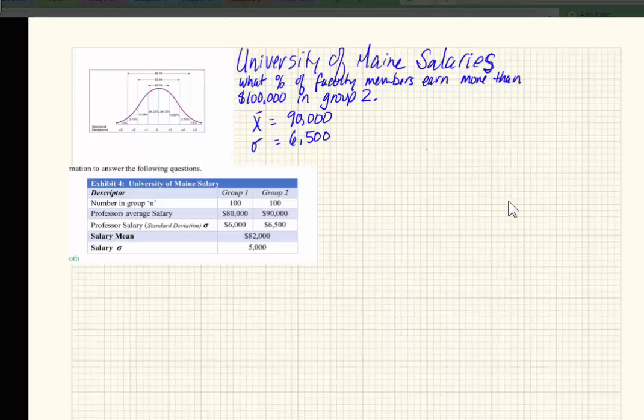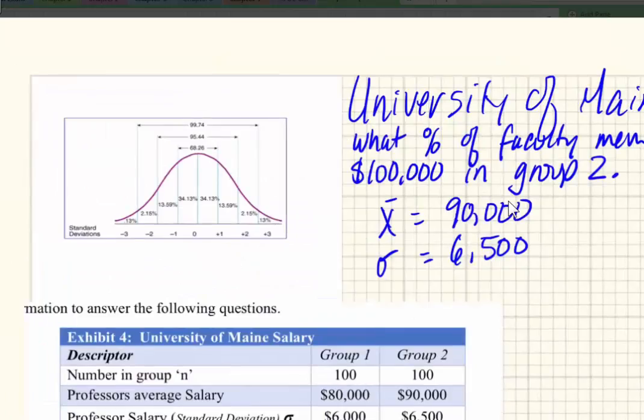So if we want to know the percent of faculty that earn more than $100,000, we have a couple options. One would be we could do the z calculation, and the other would be we could just look at the normal distribution and eyeball it, and probably get relatively close. In the other video I did the z calculation, or I spent more time on that. So I want to do this one by just looking at the normal distribution. So let's zoom in on this normal distribution, and let's identify some key positions on here. The first thing is the mean is $90,000 for this group.